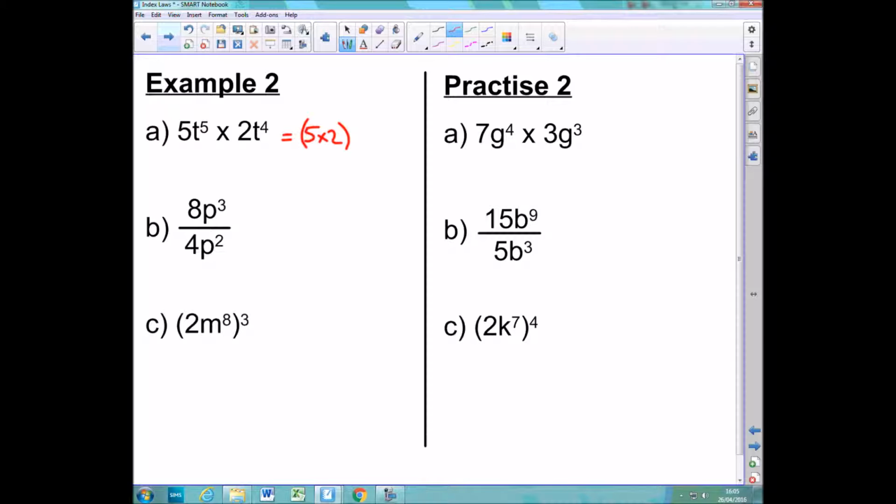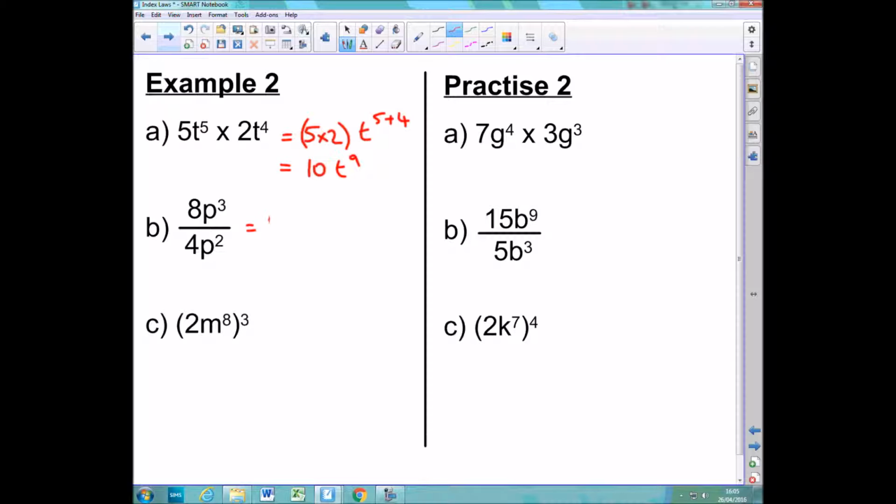Okay, now I'm also going to be doing the powers which we've just learned. So I've got t to the power of 5 times t to the power of 4. I just add the powers up. So here I've got 5 times 2 is 10, and I've got t to the power of 5 plus 4, which is 9. So simplified, I get 10t to the power of 9. In this next question, I've got 8p to the power of 3 divided by 4p squared.